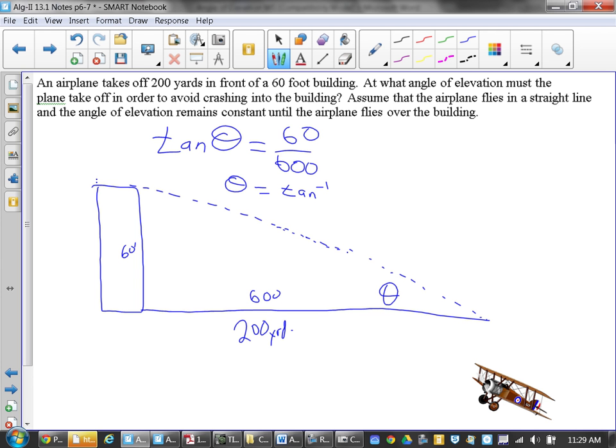That means theta. You guys are used to calling it x. In altitude, we call it theta for an angle. That's all it is. It's just a letter. And then you just type in your 60 over 600. What do you got, Christian?